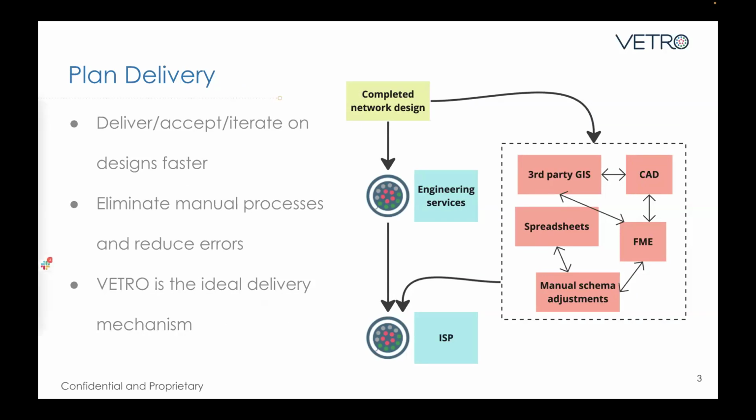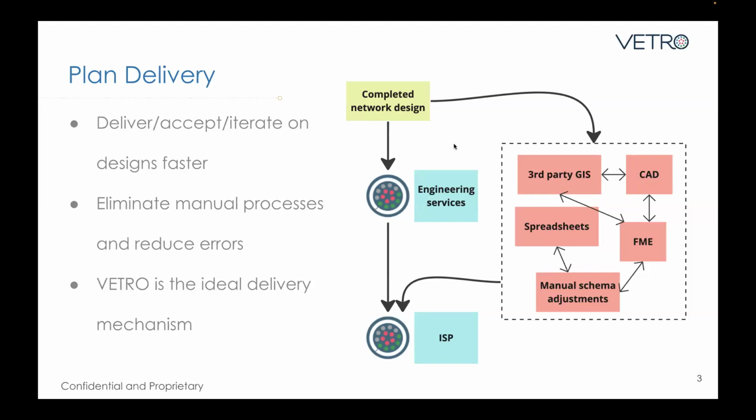What plan delivery allows you to do, depending on whether you're an engineering firm or an ISP, is to deliver or accept and then iterate on network designs faster when you've got multiple companies working on a single project, which is often the case. We work with a lot of ISP customers that have sometimes 7 different engineering services partners, and a lot of them use Vetro. So having a single way to get data from the engineering services company to the ISP is really important, and it's important to be able to do that in a simple way.